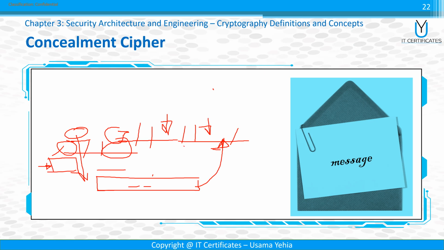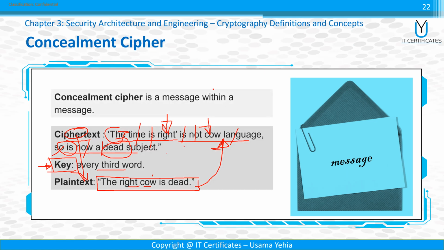Why am I able to read the message? Because I now have the key which we agreed about. It will be every third word. Then I have to take the first word, bypass the 2 words, take the third one, bypass 2 words, take the third one, and so on. And this means that you are able to read the message.